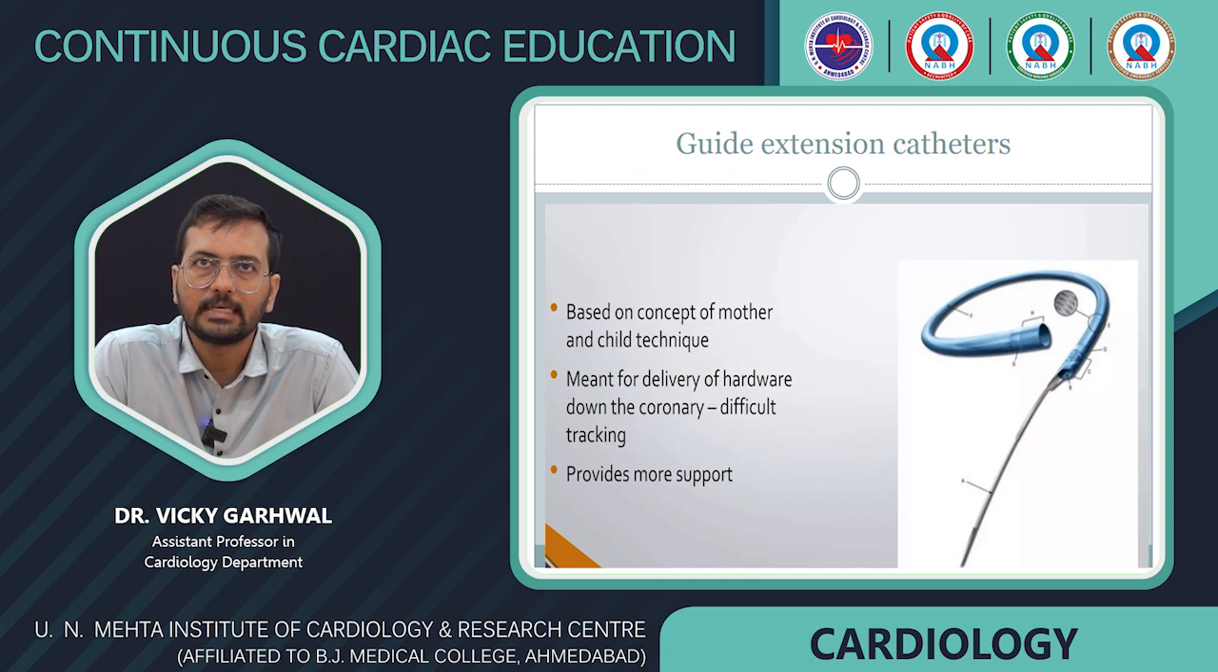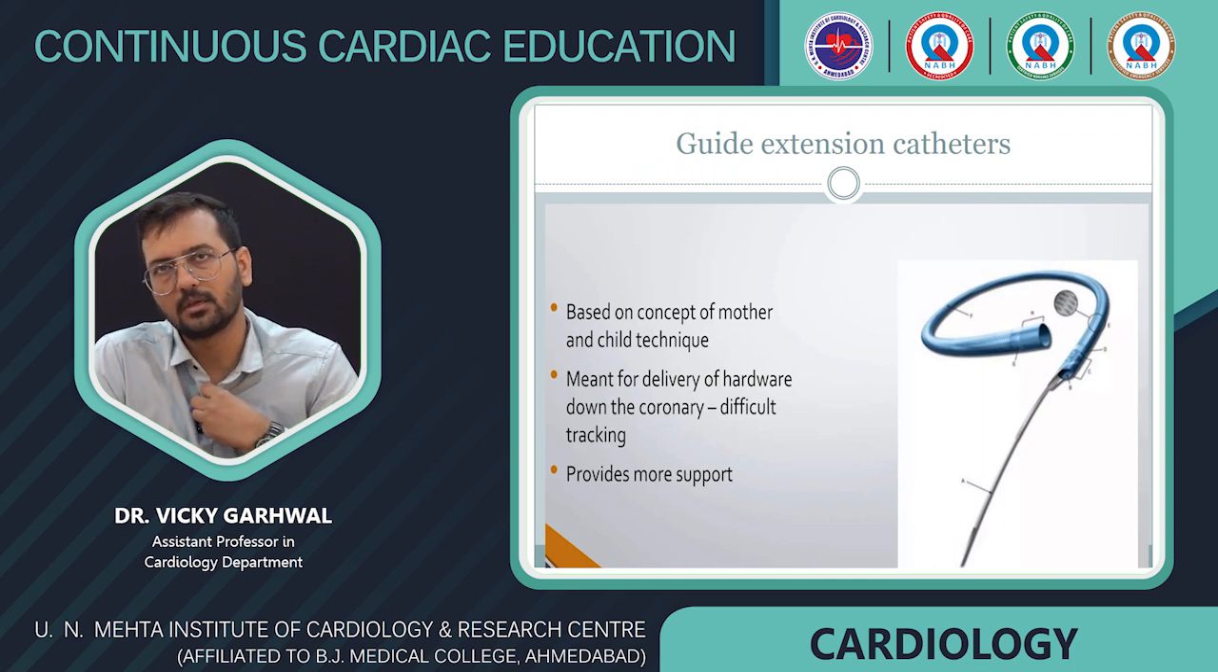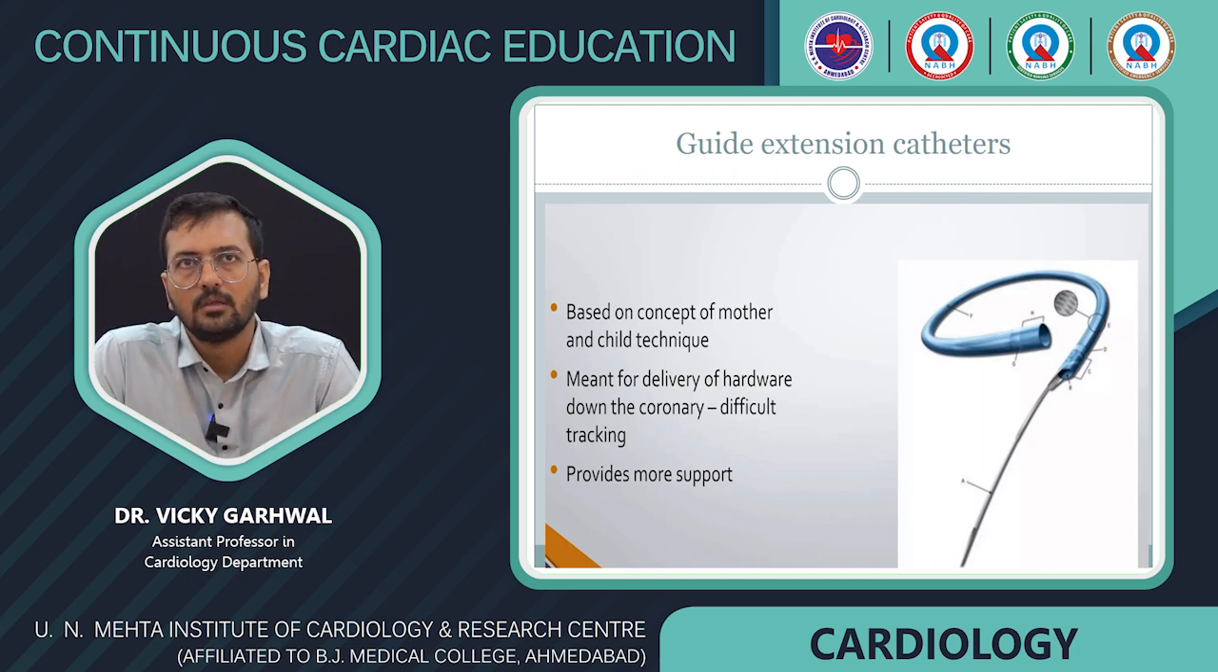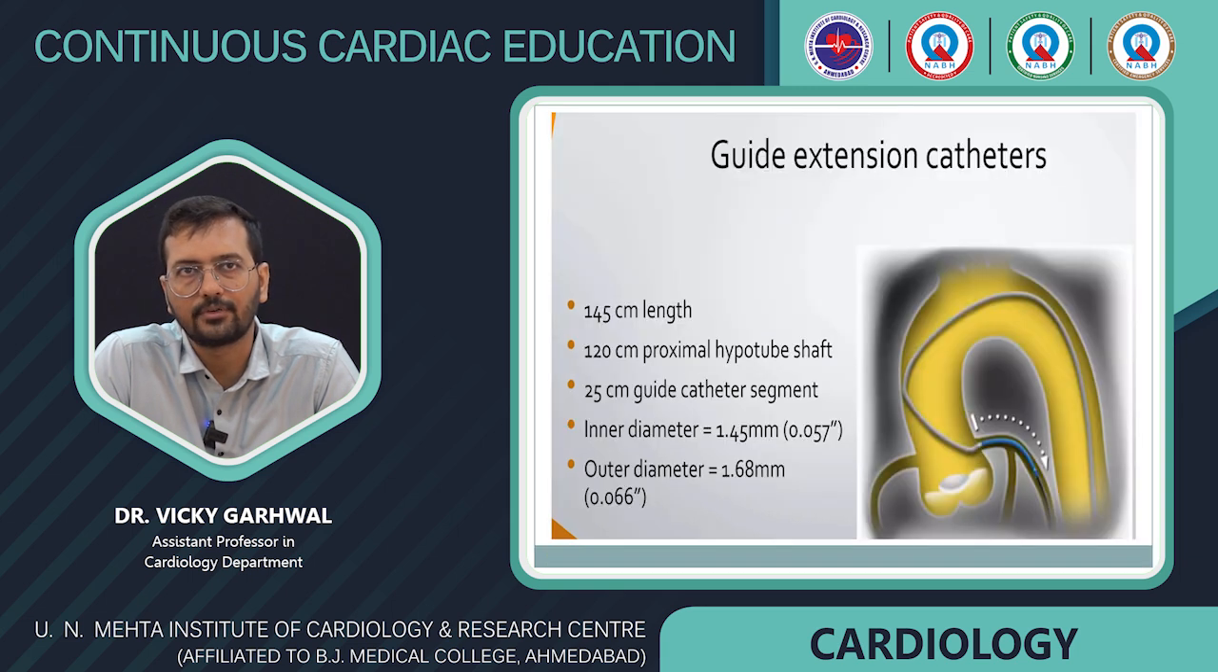Coming to the guide catheter extension catheters, like GuideLiner and GuideZilla, they are based on the concept of the mother and child technique, meant for delivery of hardware down the coronary in case of difficult tracking. They provide more support. They come in a length of 145 cm, with a 25 cm guide catheter segment and 120 cm proximal hypo shaft tube. So internal diameter is 1.45 mm and outer diameter is 1.68 mm.